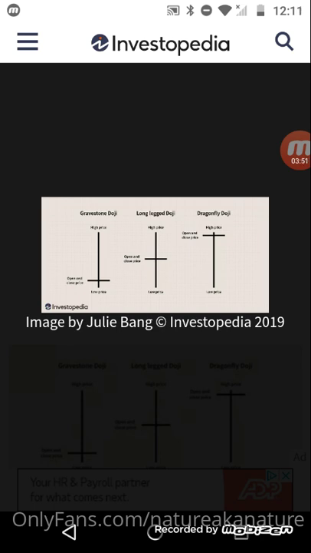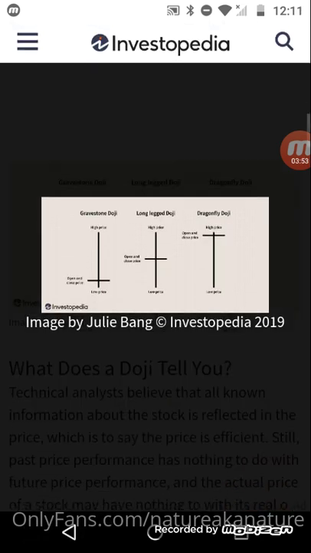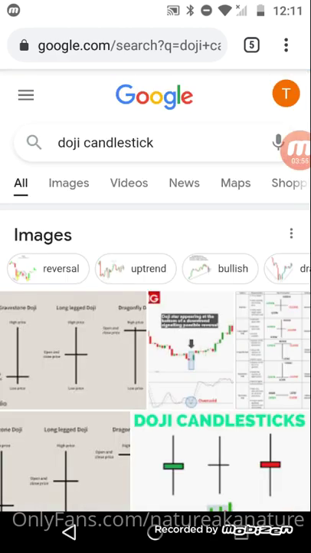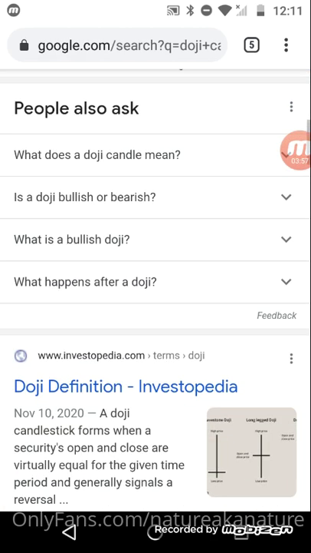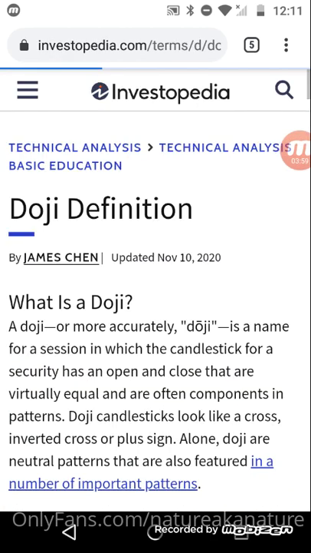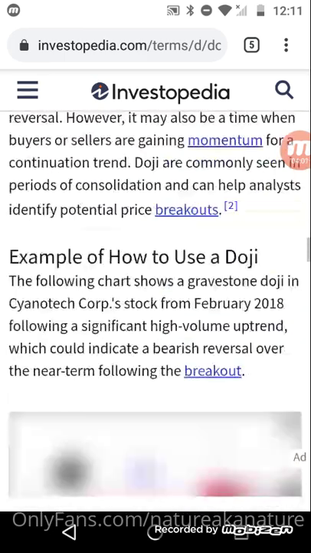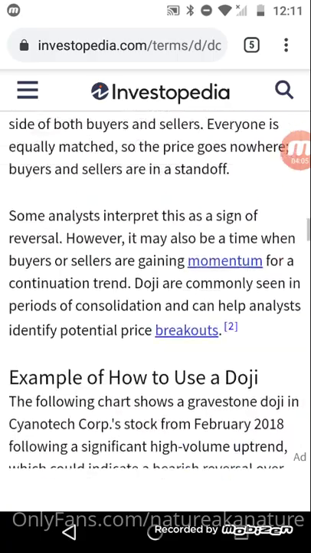I was going to just type it in, but it's right here. I did see long-legged doji right here somewhere. Okay, what is the doji? Oh yeah, let's go over long-legged doji real fast.